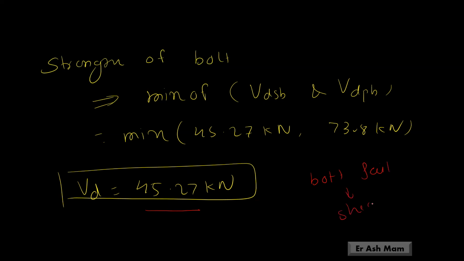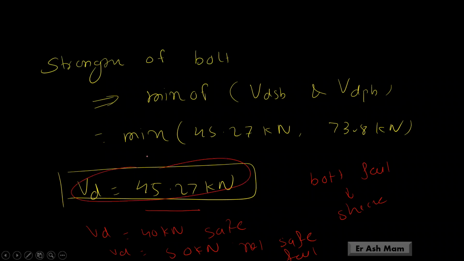It means if load crosses 45.27 kilonewton, then our bolt will fail in shear. If the value of VD is 40 kilonewton, then it's safe. If VD equal to 50 kilonewton, then not safe, or bolt will fail in shear. That means minimum strength of bolt is 45.27 kilonewton. That is strength of bolt or bolt value. Bolt value equal to 45.27 kilonewton.